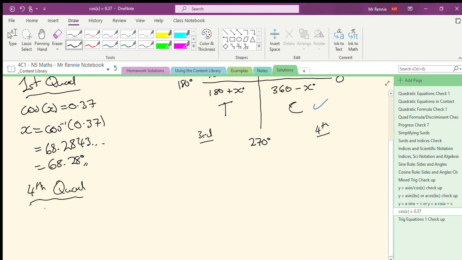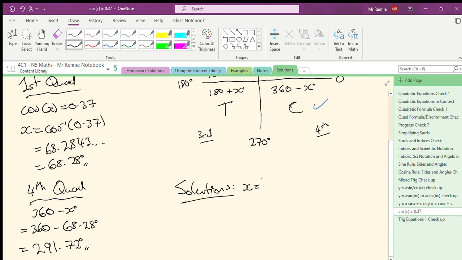I've ticked the fourth quadrant, and the rule is I do 360 minus my x. So that's going to be 360 minus 68.28 degrees, which leaves me an answer of 291.72 degrees. Once you've found your two answers, it's always a good idea to write at the side what both your solutions are. So the solutions are x equals 68.28 degrees and 291.72 degrees.